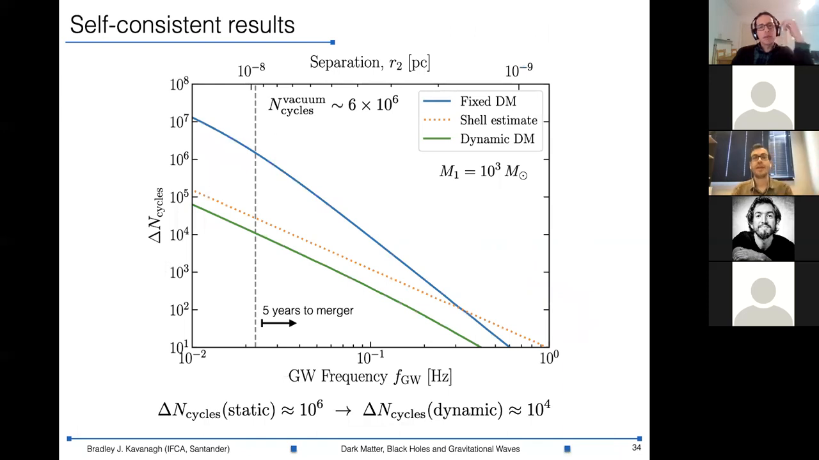And we can then translate that into this kind of heuristic that we're using, which is the change in the number of cycles as a function of, well, starting from some particular frequency or starting from some particular separation. Okay, and so we had this idea of a static dark matter halo, which would give us a huge dephasing effect if we observed over 5 years, which would be millions of cycles. In reality, taking into account the dynamics of the dark matter halo, this is much, much smaller. It's something like 100 times smaller size of effect, including the dynamics of the halo.